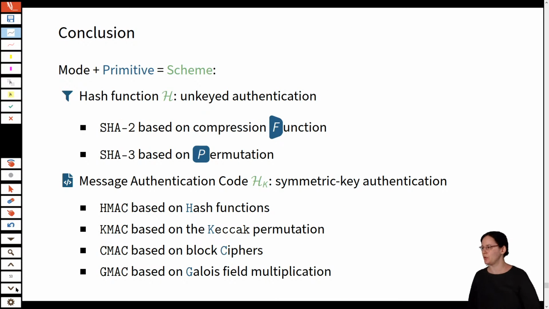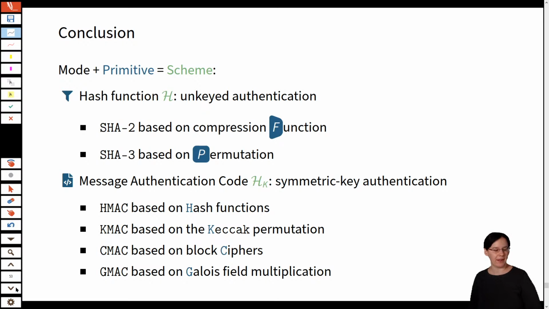Okay, so to conclude, what did we hear about today? We looked at constructions for schemes based on a primitive, the ingredient, plus a mode of operation, the recipe. And we looked at two schemes that we built, namely hash functions and message authentication codes, which are for unkeyed and keyed authentication. And we saw that for hash functions, there are two popular constructions based on compression functions like in SHA-2 or based on permutations like in SHA-3.